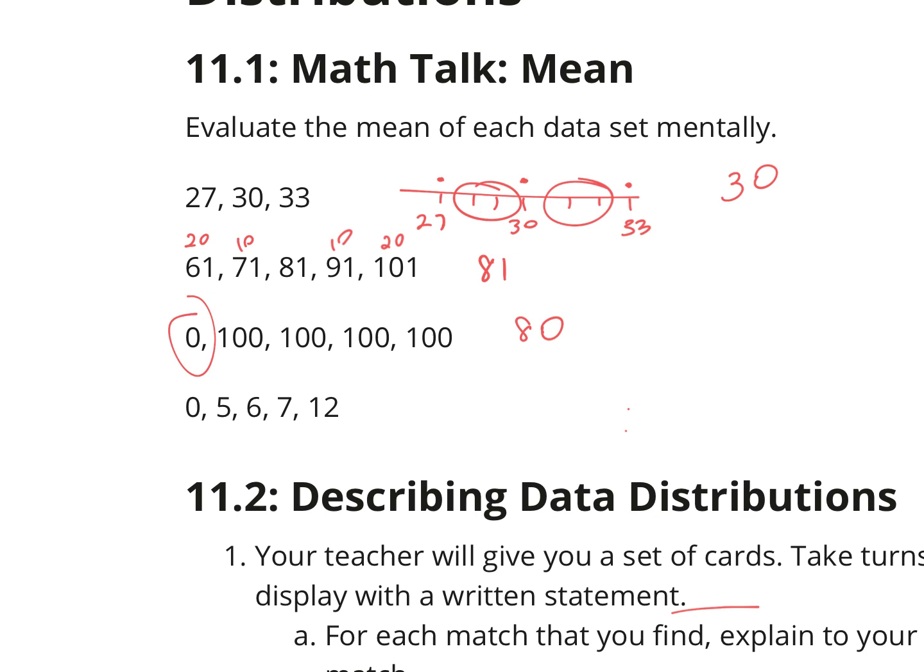And then last but not least, we have our 0, 5, 6, 7, 12. This is symmetric, right? 5 is 2 away, 7 is 2 away, 12 is 6 away, and 0 is 6 away. So because it's symmetric, we know our mean and median are the same. So my mean is going to be 6.